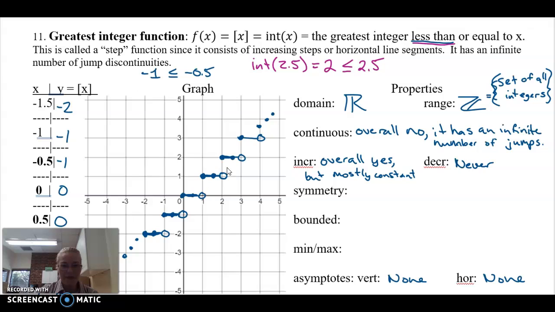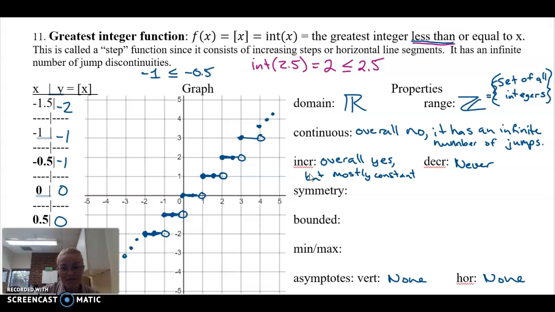So another interesting thing about this function, is it continuous? Well, overall, no, it's not continuous. It has an infinite number of these jump discontinuities, but it's continuous on these little teeny tiny intervals. So again, where is it continuous? Well, it's continuous on all these little tiny intervals, but overall, it's very discontinuous. It's got an infinite number of jump discontinuities.